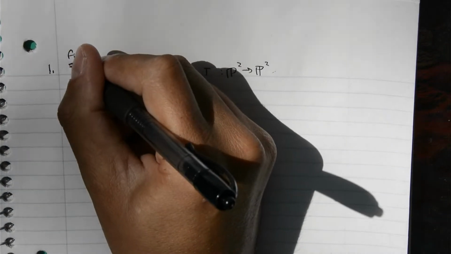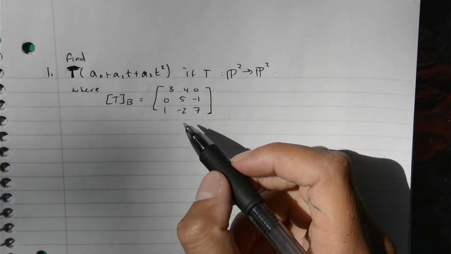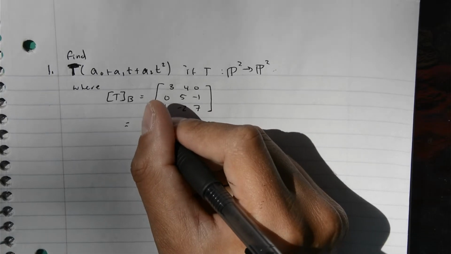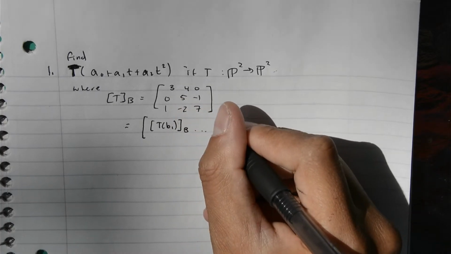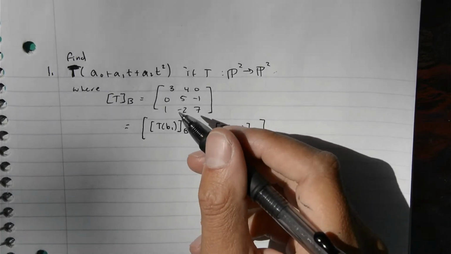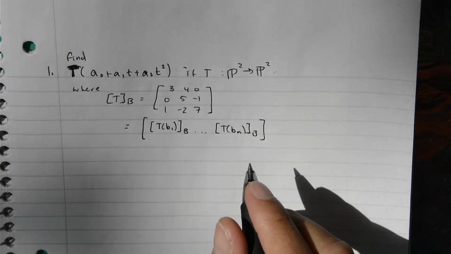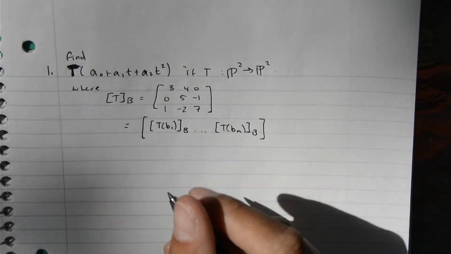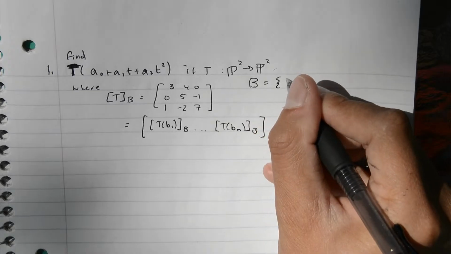Okay, so I wrote this terribly, but that's T. T of p, if we have this, so what this equals is going to be T of b1 relative to B, through T of bn relative to B. Okay, so since I forgot to mention, B is equal to our standard polynomial basis.